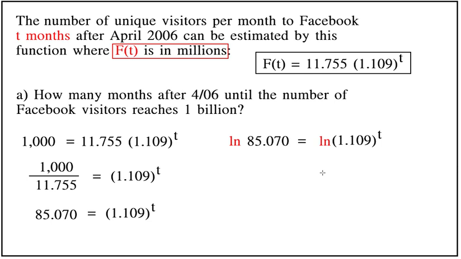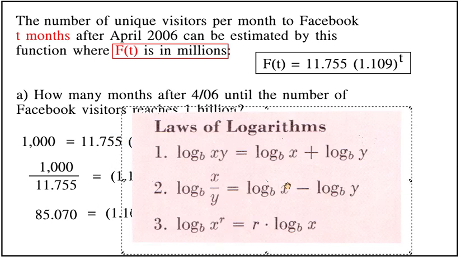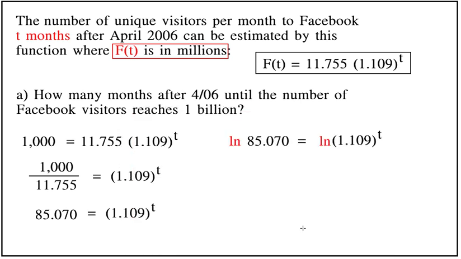Well, how does this move us closer to liberating that t and solving for that t? The answer is in the third law of exponents right here. As you can see, when you're taking the logarithm of some number that's to a power, in this case our power is t, you can rewrite that as a product out in front of that logarithm. And so that's what we're going to do. We're going to invoke the third law of logarithms, and we're going to rewrite this like this.